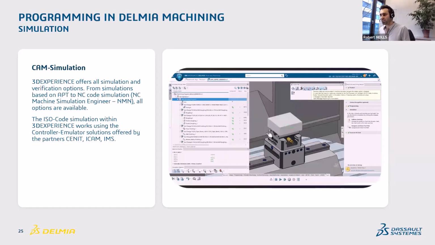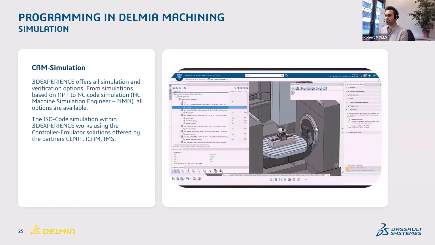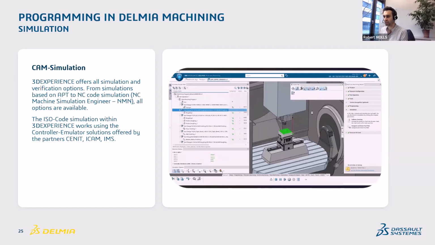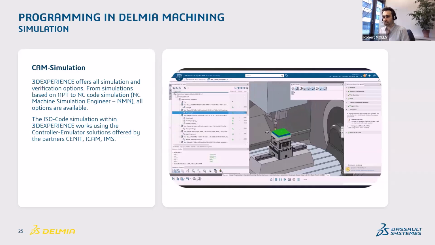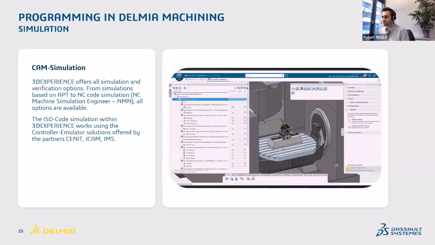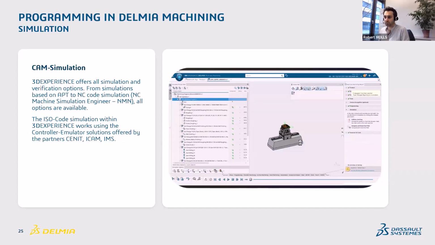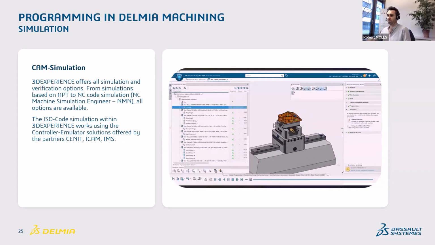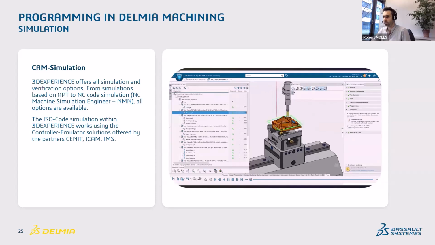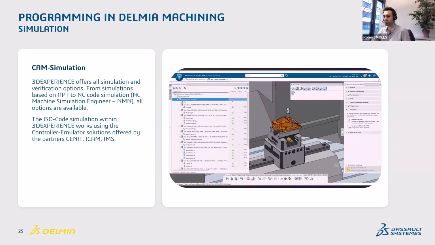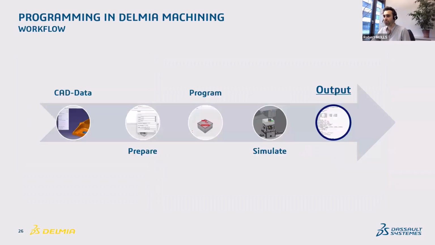And that machine simulation can either be done based on the internal APT source file, or it could also be done with the help of a controller emulator provided by one of our partners. It could be done based on the ISO code directly within 3D Experience. So when it comes to verification, you have two options. You could either do it directly in 3D Experience, or use some third-party system to do the verification. Both possibilities are there, and both possibilities are supported.